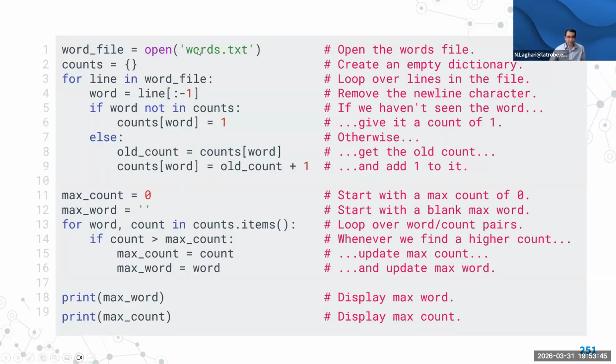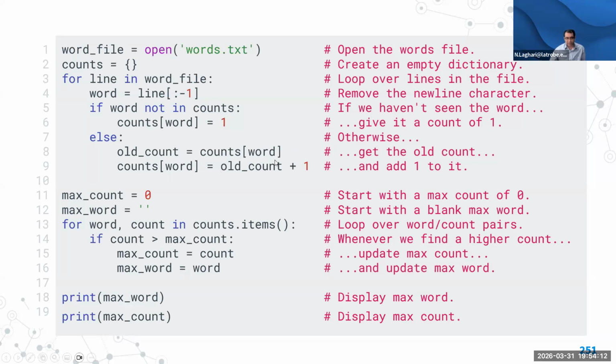Okay, so we open the file. In the file, we're reading the word, and if word not in counts, we initialize the word with 1, else old count equals count words. It means that if the word is already there, right, then count words is now old count plus 1, right?